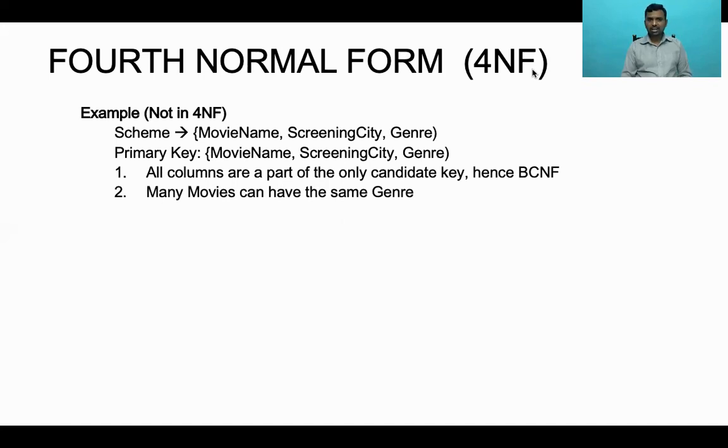Now, many movies can have the same genre. You cannot say that, for example, movie X is of action genre, and if movie Y is of action genre again, movie Z is again of action genre, right? So you cannot say that one genre can belong to only one movie. You cannot stop it. And many cities can have the same movie. You cannot say that in one city only one movie can be screening. I can screen more than one movie, and then it violates the fourth normal form.